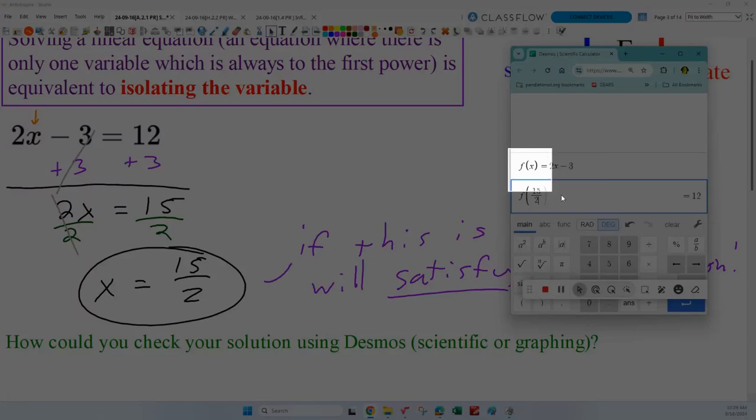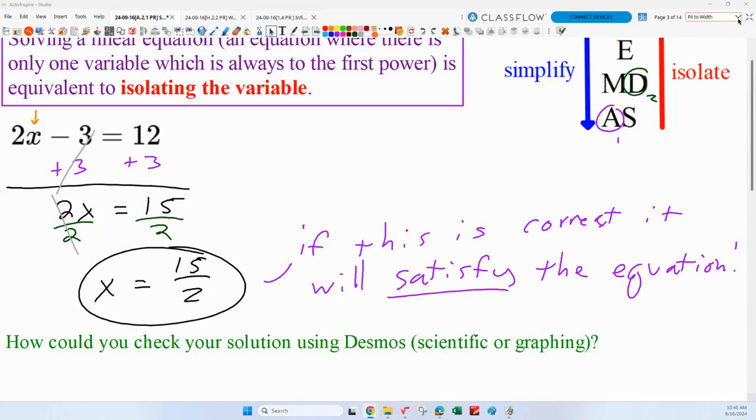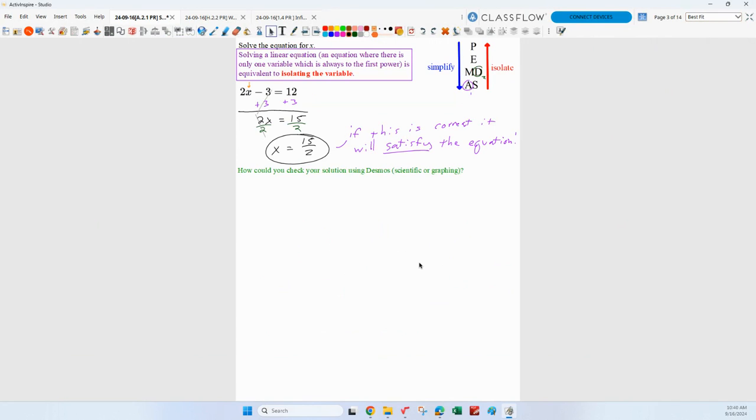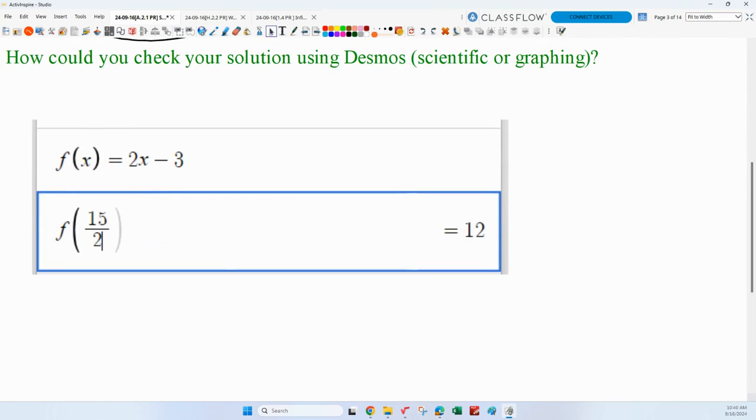I'll take a picture for our notes here. Okay, so that worked, right? We got 12. So it checks out. We know that we're getting that right on the test no matter what. We plugged it in and it worked. Before you even hit submit, you know you got it correct.